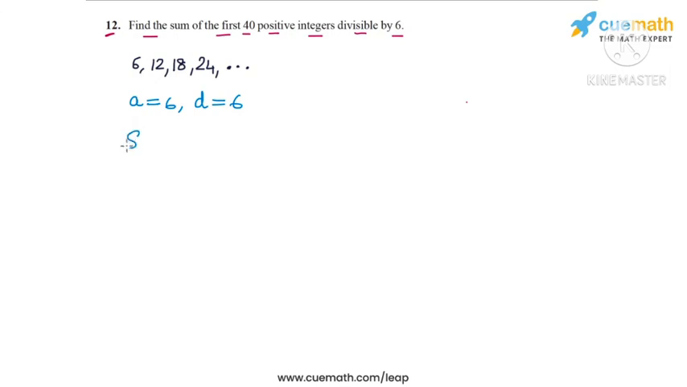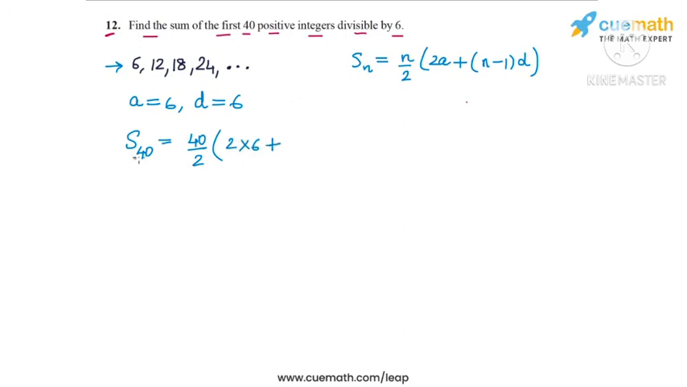So we have to find S40 for this arithmetic progression. So we are going to use the formula Sn, the sum of n terms of an AP, is equal to n by 2 times 2a plus n minus 1 times d. So this is what we're going to use. So S40 will be equal to 40 by 2 because n is 40, times 2a, so 2 into 6, plus n minus 1, so n is 40, so n minus 1 is 39, so 39 into d is 6. So this is the expression that we get for S40.